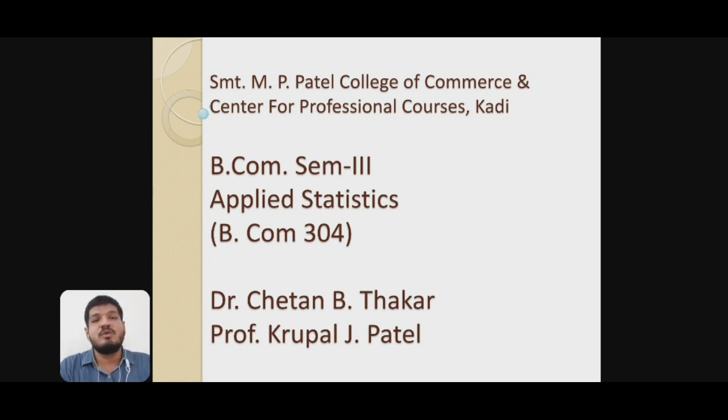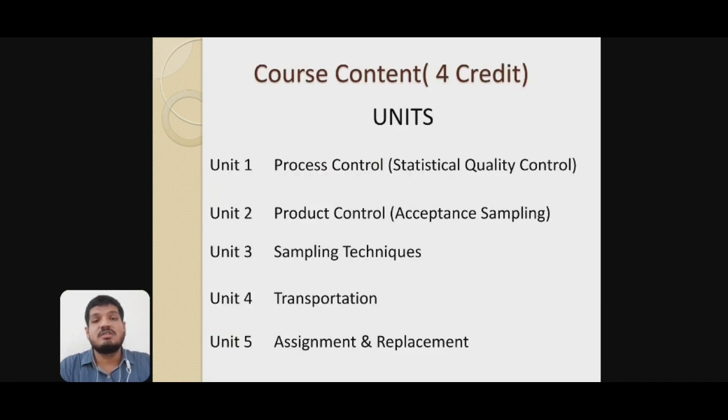Today we are going to start with topics of applied statistics in Bcom semester 3 and subject code is Bcom 304. So let's start with the course content. It is a 4 credit course and units are divided into 5 parts. Unit 1 is process control, Unit 2 is product control, Unit 3 is sampling techniques, Unit 4 is transportation problems, Unit 5 is assignment and replacement problems.